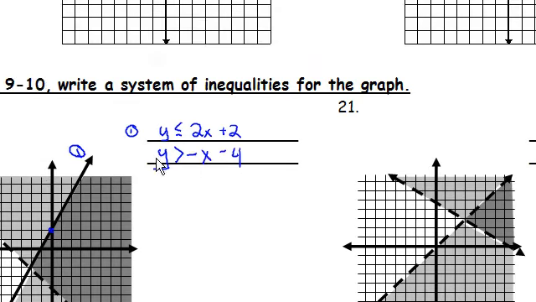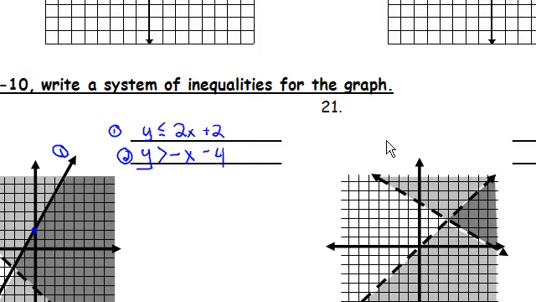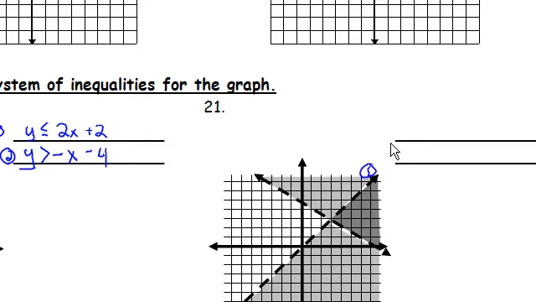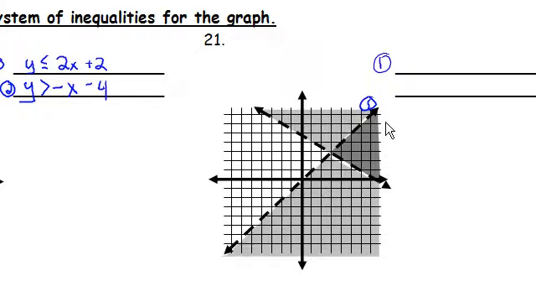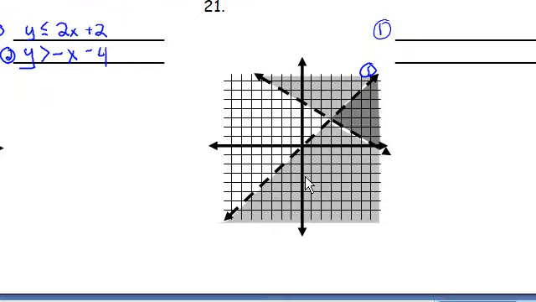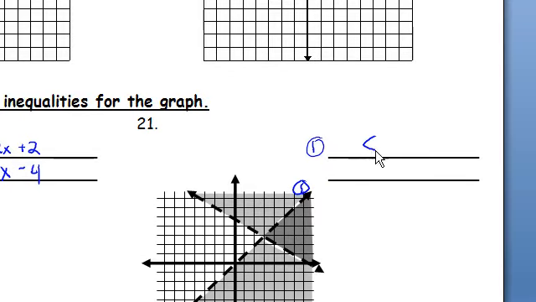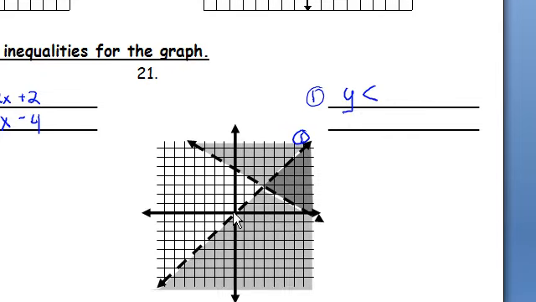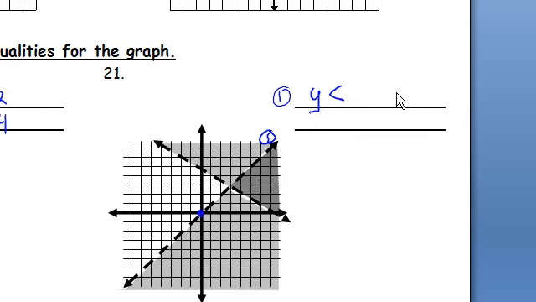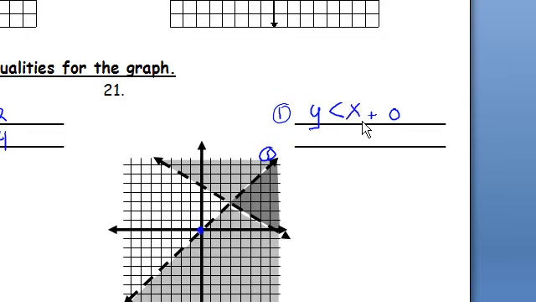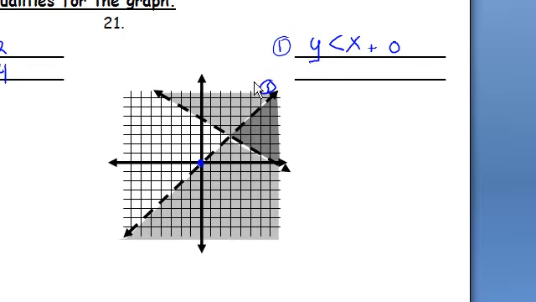Let's take a look at 21 now. I'll label this our first line here. So I'll look at our first line. I see it's a dotted line, and the dark shading is below it here, so all the shading is below the line, and it's a dotted line, so I know that this is going to be the inequality. And it has a y-intercept of 0, and the slope of it is 1. So that's just y is less than x.